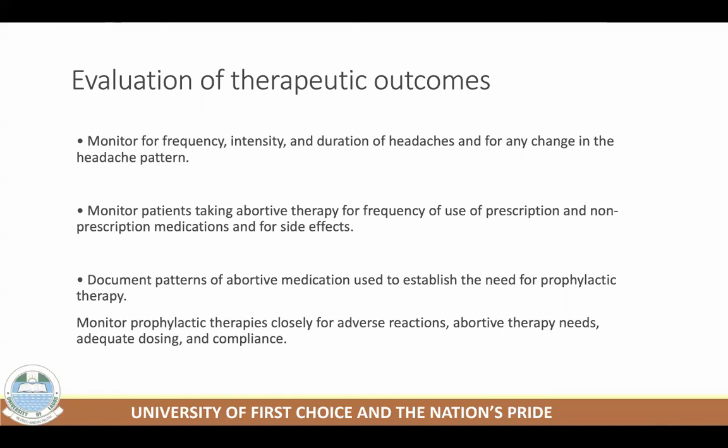Okay. You also monitor patients taking abortive therapy for frequency of the use of prescription and non-prescription medication and for side effects. Aside from using medicines like the triptans, using ergot alkaloids, some of the patients will also use non-prescription medicines like paracetamol. They also use NSAIDs alongside. So you need to be able to monitor both of these that the patient is using.